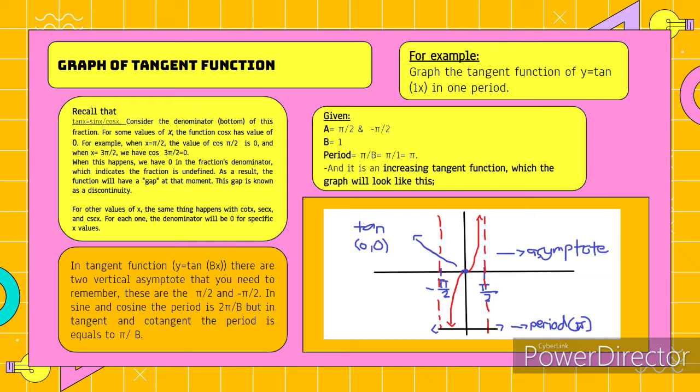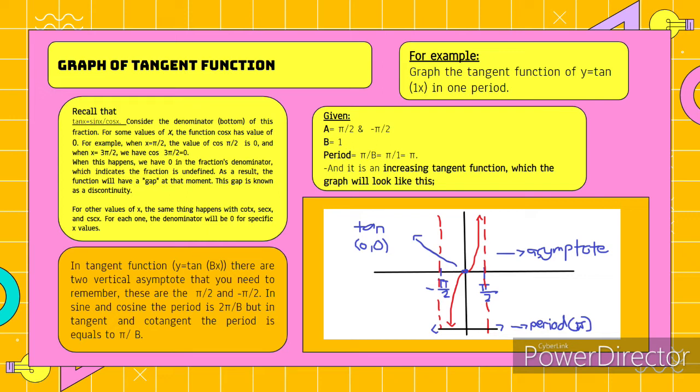As a result, the function will have a gap at that moment. This gap is known as a discontinuity. For other values of x, the same thing happens with cotangent x, secant x, and cosecant x. For each one, the denominator will be 0 for specific x values.